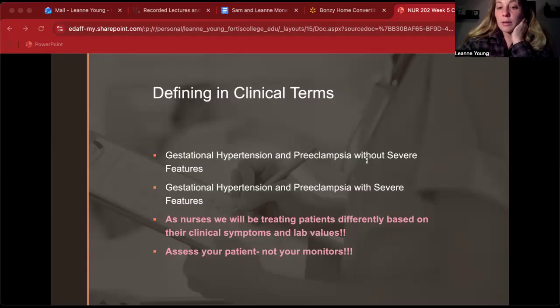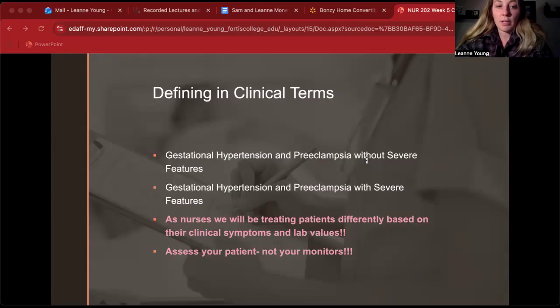Patients should be educated on signs and symptoms to call the doctor. So, like that high home blood pressure, dizziness, epigastric pain, blurred vision, drastic increase in swelling, decreased fetal movement. All of those things we need to tell our patient about.